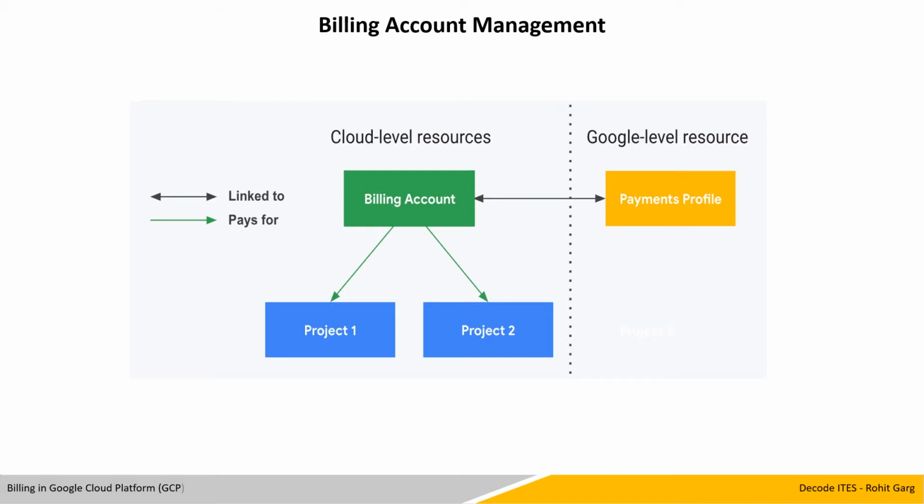This is the image we have taken from Google Cloud documentation, and we can see billing accounts are associated with projects. One billing account can be associated with multiple projects, and on the basis of your resource consumption in a particular project, billing will be generated. Once billing details are finalized, it will move to payment profiles and Google will make a payment on the basis of that.